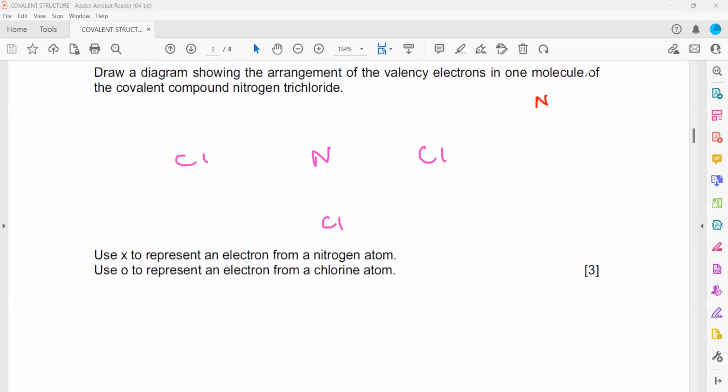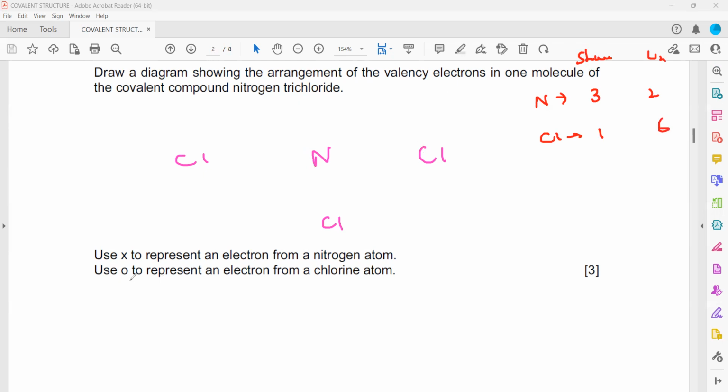Nitrogen belongs to group 5. If it belongs to group 5, how many electrons should it share? 3. And unshared will be 2, because out of 5, it shared 3. Chlorine belongs to group 7. So group 7 shares 1 and unshared will be 6.